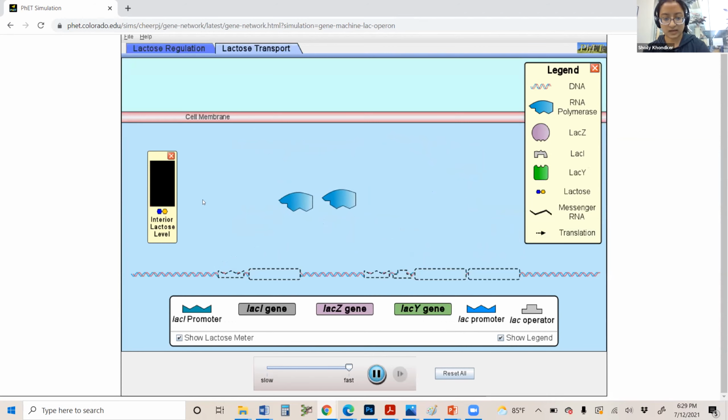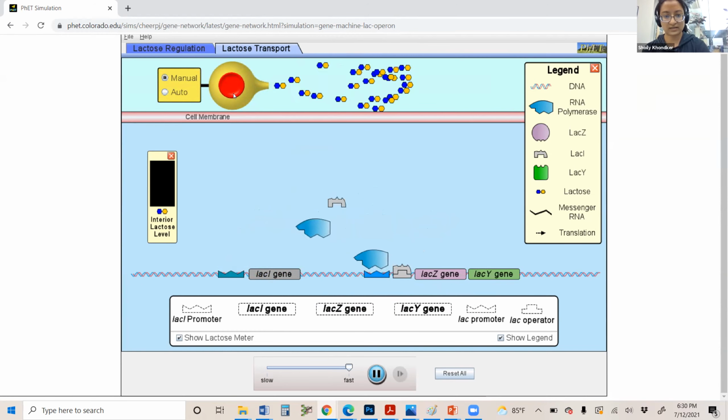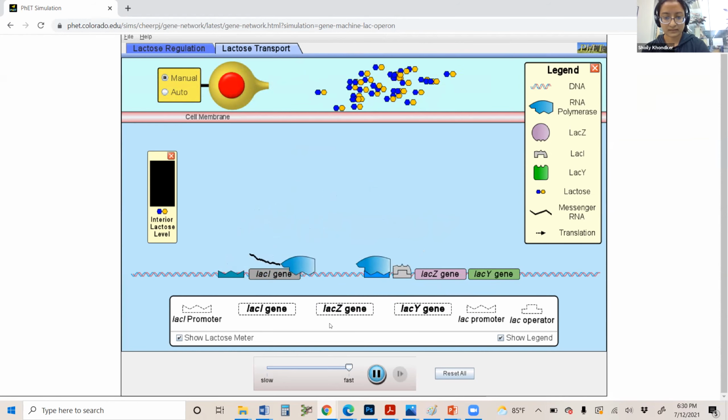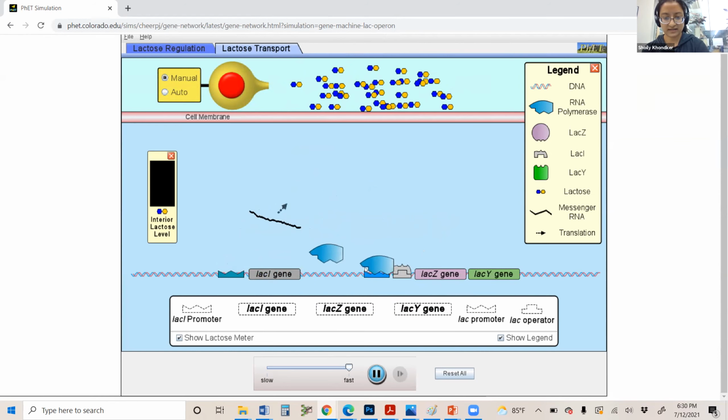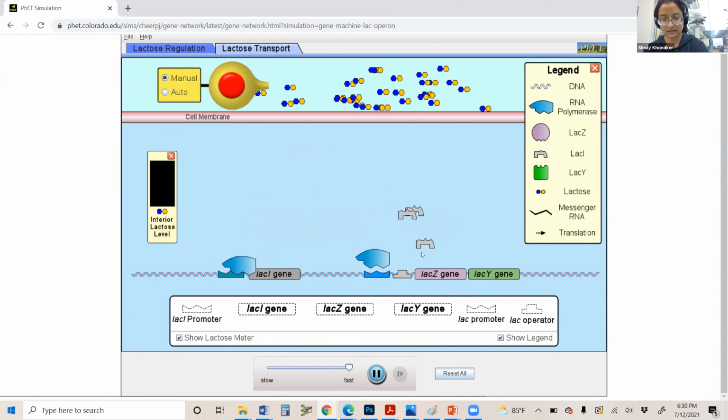And this simulation shows lactose transport into the cell and how that would affect transcription at the lac operon. So here we're going to look at both LAC-Z and LAC-Y. LAC-Y is the lactose permease enzyme. So that is the enzyme that allows lactose into the cell from an extracellular source. So you can see right now the repressor is preventing RNA polymerase from transcribing the operon.